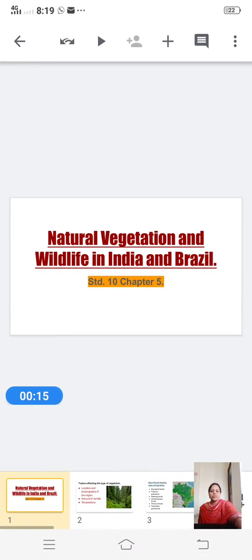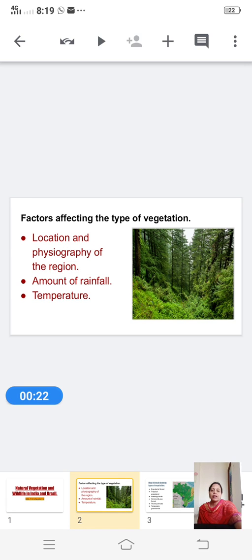Today we are going to discuss chapter 5, that is natural vegetation and wildlife in India and Brazil. Let us first understand what are the factors that affect the type of vegetation of any region. The location and physiography of the region, amount of rainfall received, and temperature are the major factors that affect the type of vegetation of any region.